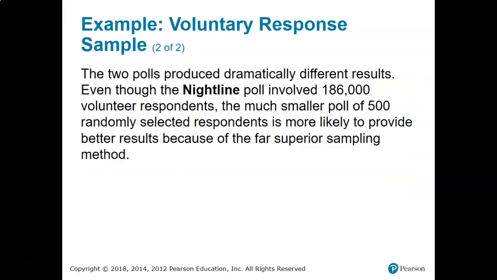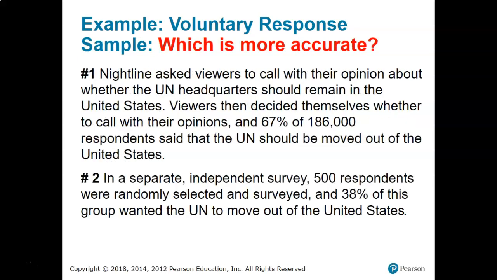Okay, so when we look at the two polls, the first one, and I'm going to go back to this so we can talk about the details here. The first one has a large number of participants, 186,000, but this is actually the least accurate because the viewers are calling in with their opinion, so it's a voluntary response, and therefore only those that have a strong opinion about the UN headquarters are going to be participating. And so even though we get the 67%, it's done in a way that's flawed and therefore biased, and it's not really going to give us the best results.